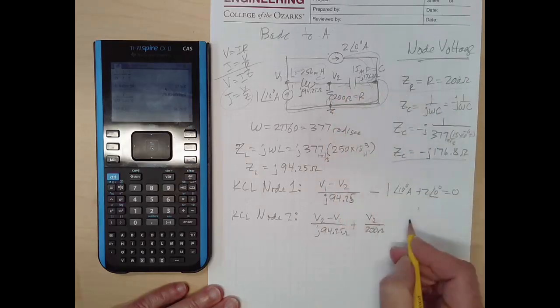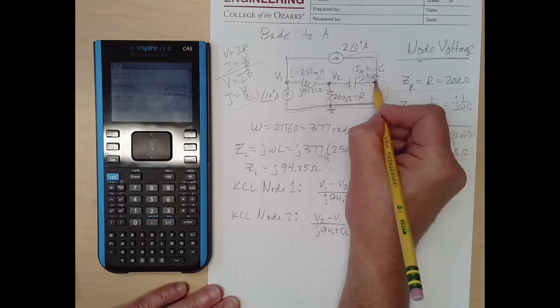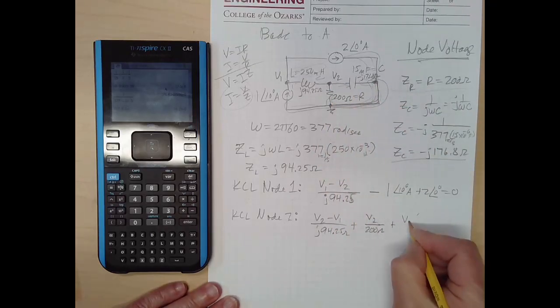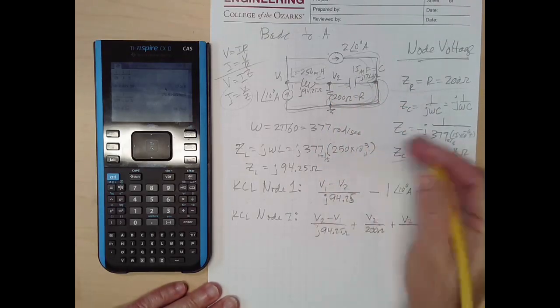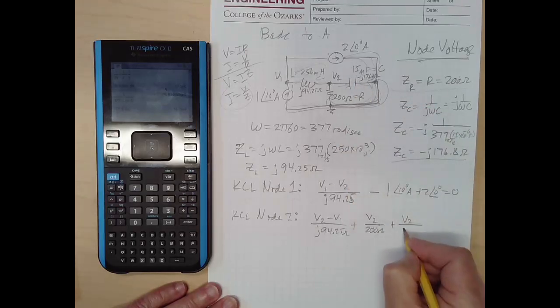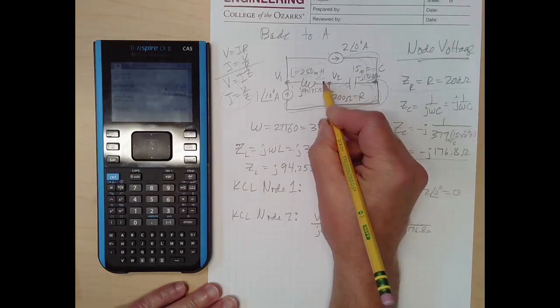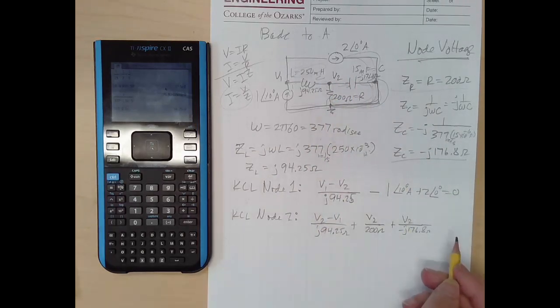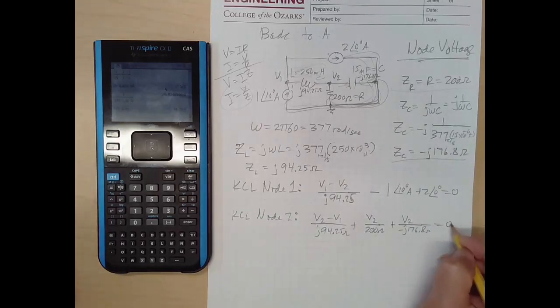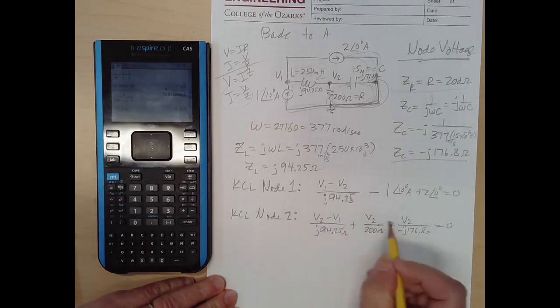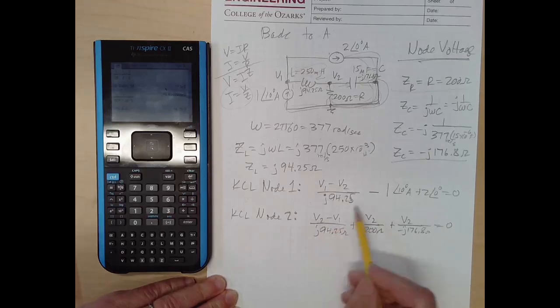And then we've got this third one here, plus, what's the voltage here? It's V2 minus the voltage here, which is ground. So it's just going to be V2 again, V2 minus 0, over Z of the capacitor, which is negative j176.8 ohms. And those are the three branches touching node 2, so that's all we got, equals 0. Alrighty, so now we have two equations, two unknowns, so we can solve.